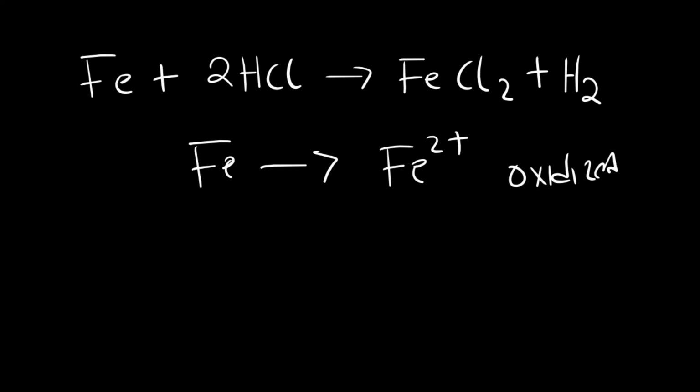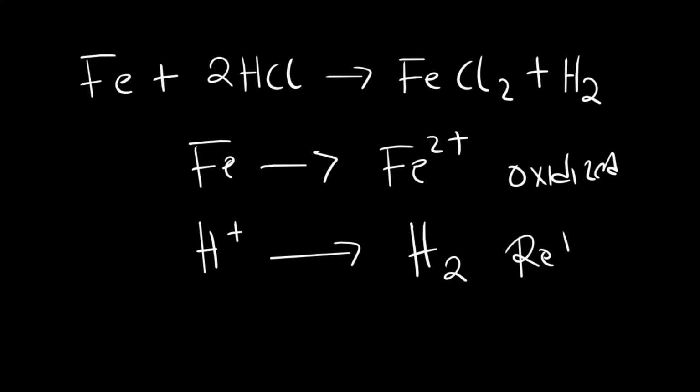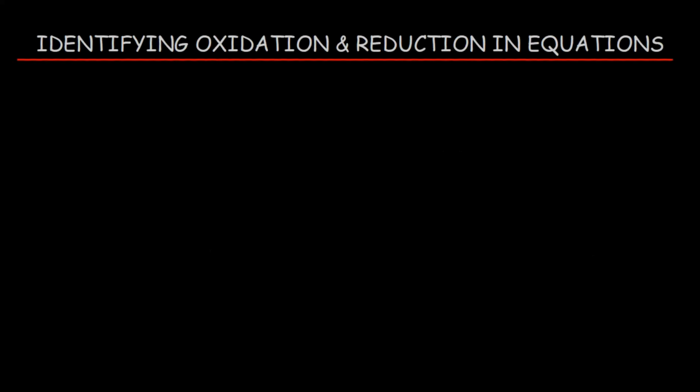Now those electrons are going to be gained by the what? The hydrogen. So in this case I'm going to have H plus. The hydrogen is going to gain those 2 electrons. So this would be the reduction reaction. It's very important that we know that. Now how do you identify oxidation and reduction in an equation? It's also very important for us to understand.